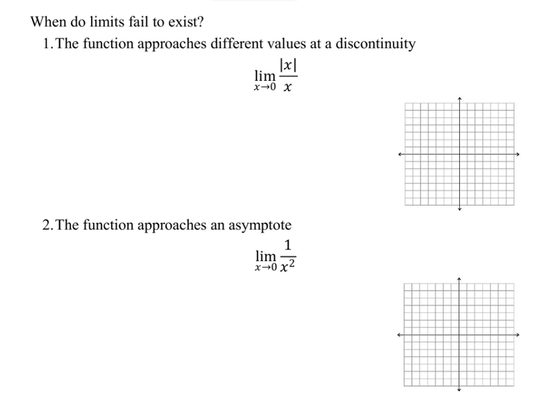All right, so those have been examples of when a limit exists. So now we need to talk about when a limit fails to exist. First, the function approaches different values at a discontinuity. So let's graph the absolute value of x divided by x.